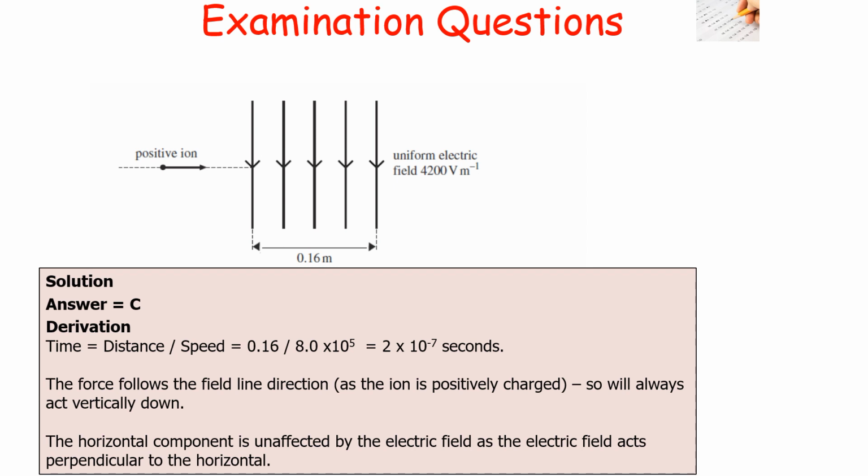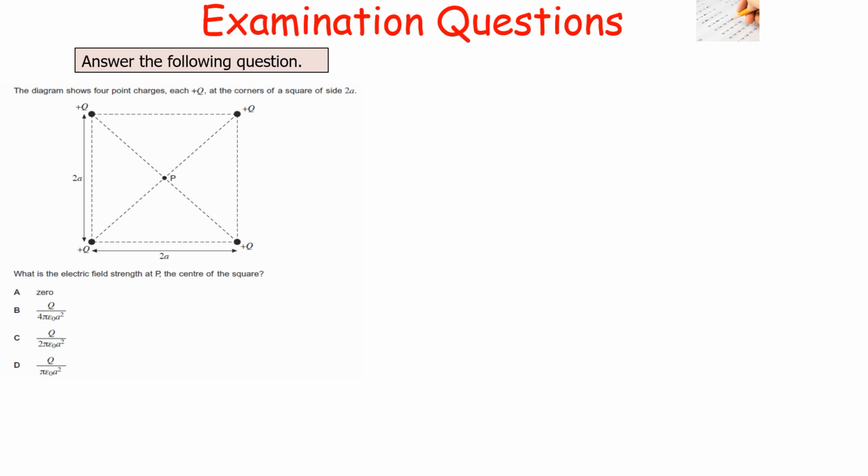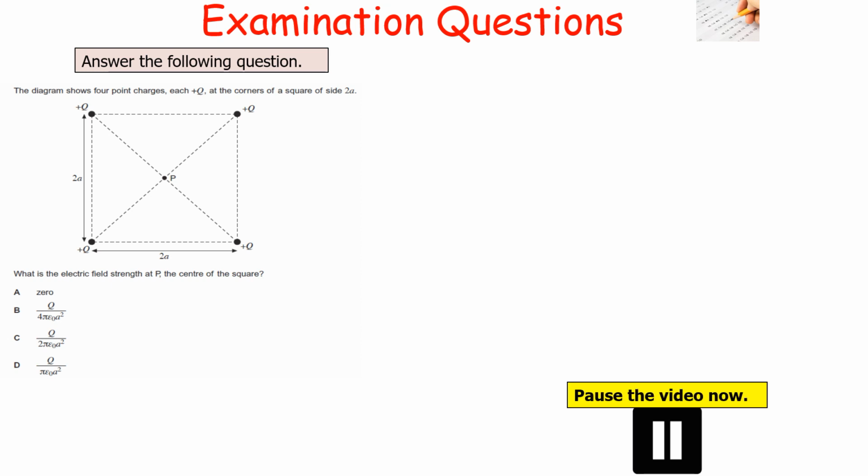The next question says, the diagram shows 4 point charges, each of plus Q, at the corners of a square of side 2A. What is the electrical field strength at P at the centre of the square? So pause the video now, then unpause the video when you want to go through your answer.